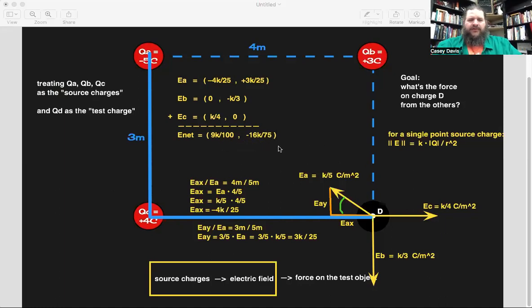So there's the components of the total electric field at location D. 9K over 100 to the right, 16K over 75 downwards. Any questions on that so far?